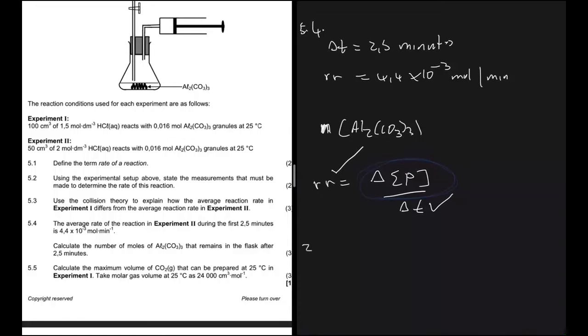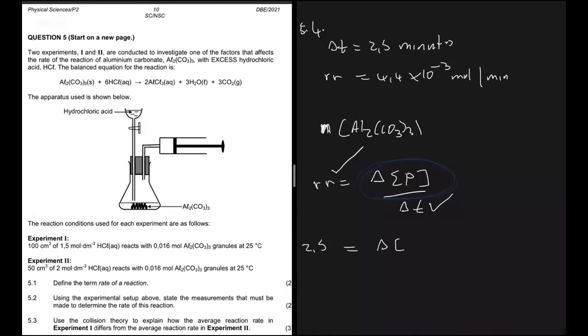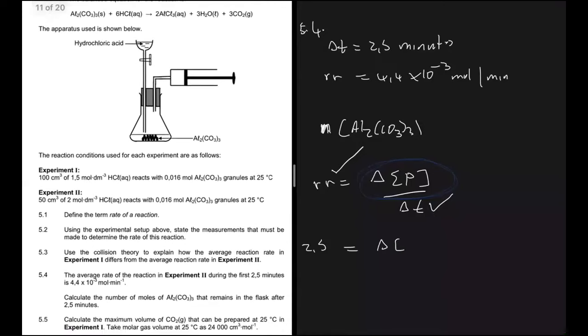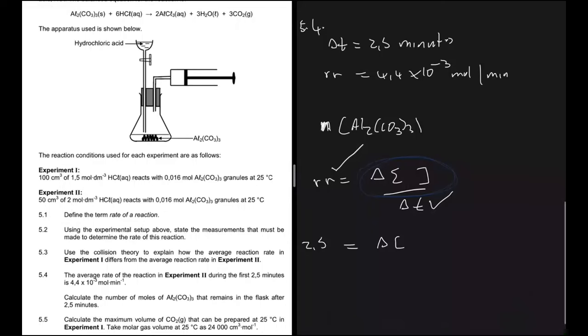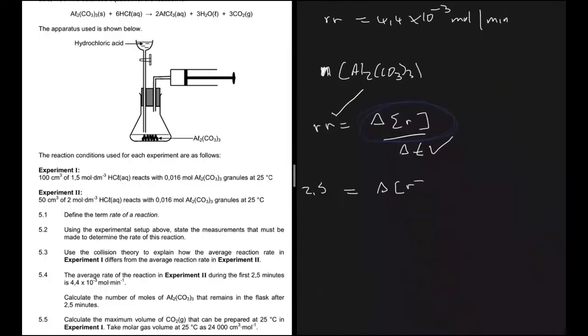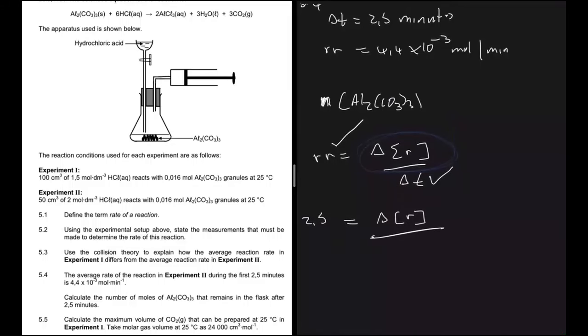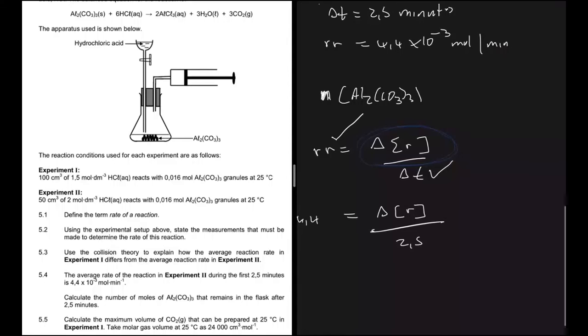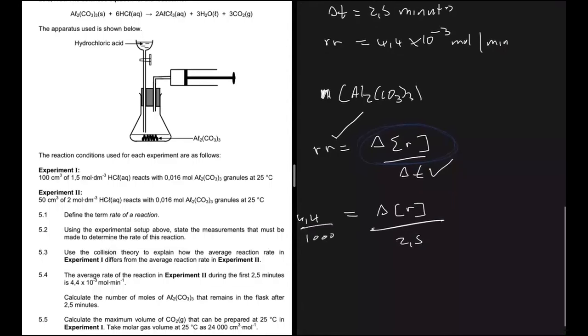The reaction rate is said to be 2.5 minutes, and the change in the products is what we're given. But if you pay close attention here, aluminum carbonate is actually not the product but the reactant, right? So here we're supposed to have the change in the reactant divided by time. Actually, I put time where it's not supposed to go. Time is supposed to go here, 2.5, and here we have the reaction rate 4.4 times 10 to the minus 3. That is the same as divided by 1000, right?